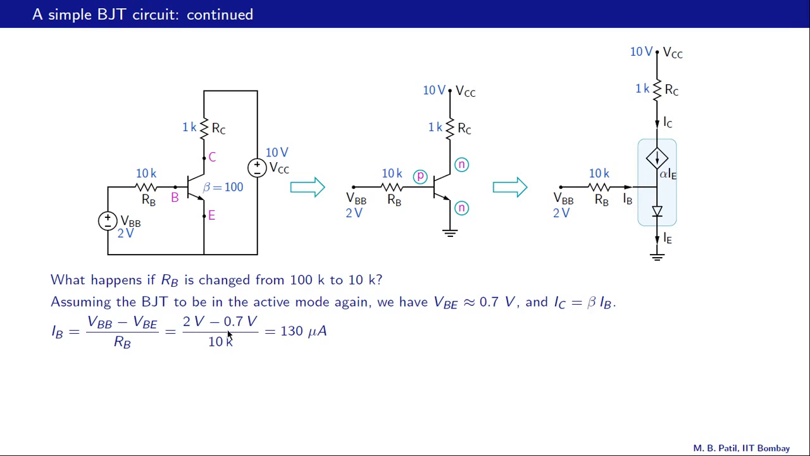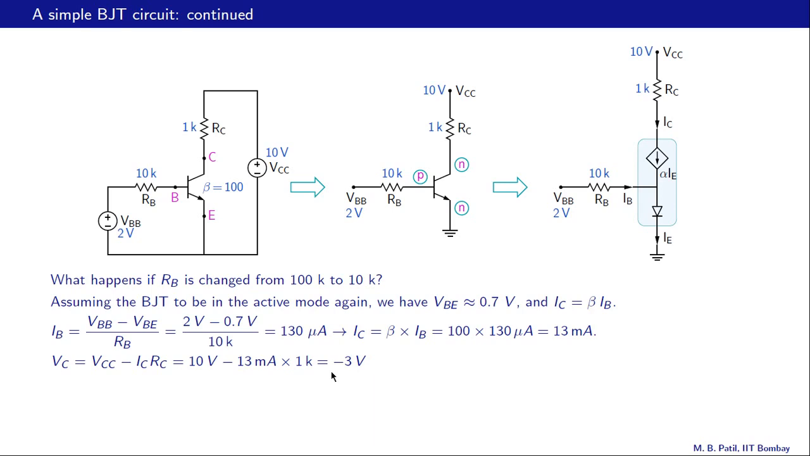So it's 2 minus 0.7, 1.3 divided by 10K, which turns out to be 130 microamperes. Once we know IB, we can calculate IC, that is beta times IB, or 100 times 130 microamps. So that happens to be 13 milliamps. Now the collector voltage, the voltage at this node, is VCC, 10 volts, minus IC RC. So 10 minus 13 milliamps times 1K. It now turns out to be negative, minus 3 volts.